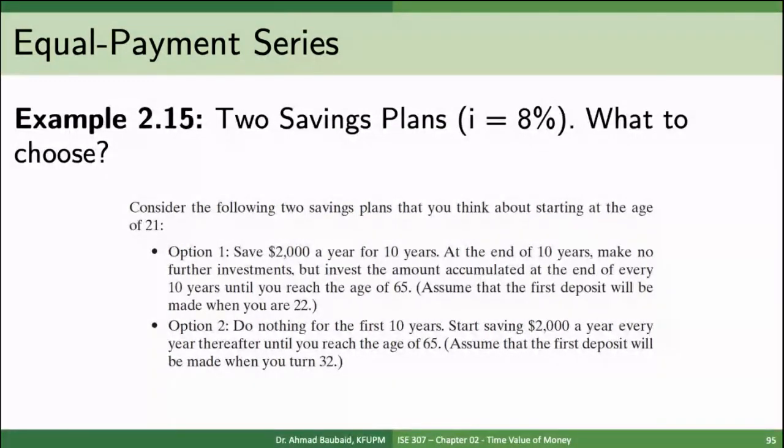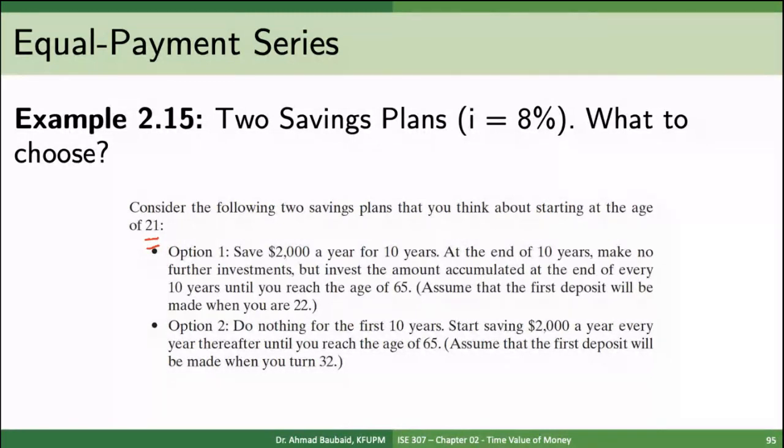So here's another example. Suppose you're given two savings plans, both at 8%. The first savings plan is how you're going to save for retirement, let's say. Let's say you're retiring when you're 65 years old, and you're thinking about saving starting from your age right now, which is 21. So you're given two options. One option is you deposit $2,000 every year for 10 years, and you start at the end of the first year. After the 10 years, you stop making additional investments. You just let the money that you've already invested grow.